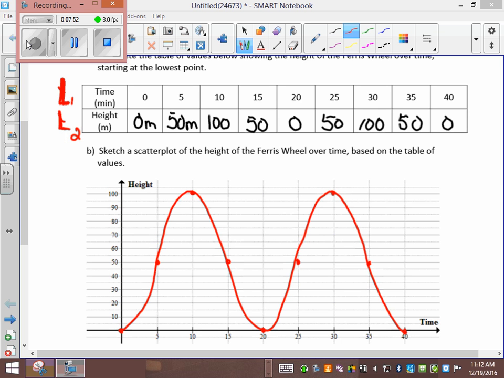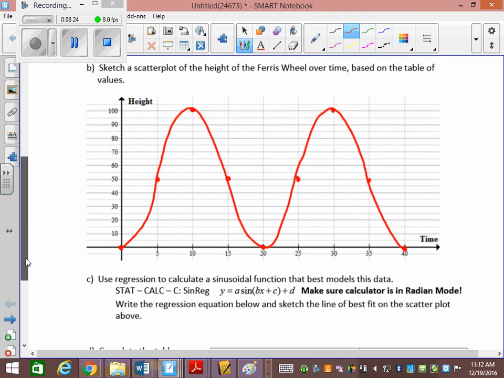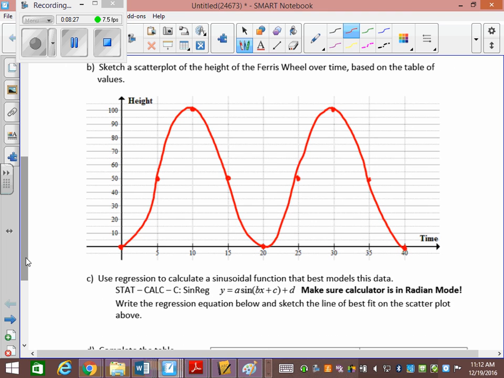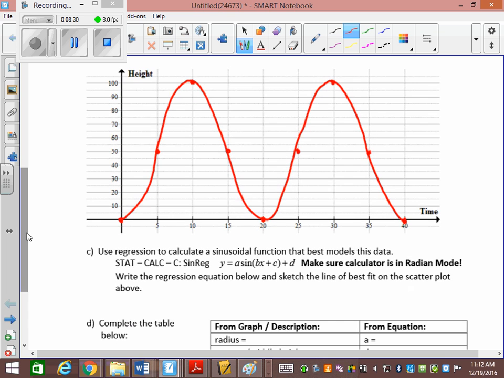You picked ln. Need sine. So stat, calc, C. Sine reg. So we're going to calculate it, and we get C. So we're finding a sinusoidal regression. So we're going to find stat, calc, sine reg.